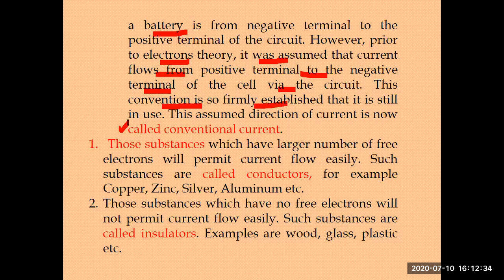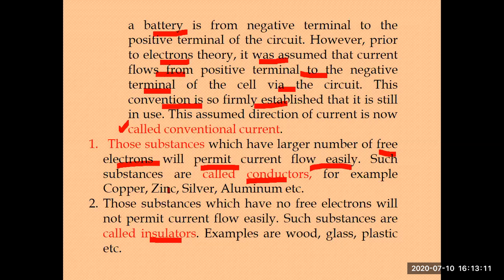Here are some important points you have to remember. Number one, we have to see what conductors are, then what insulators are, and then what semiconductors are. We will discuss three types of materials now. Substances which have a large number of free electrons, which permit electric current to flow easily, are called conductors. For example, copper, zinc, silver, and aluminum. These are some of the most important examples of conductors.